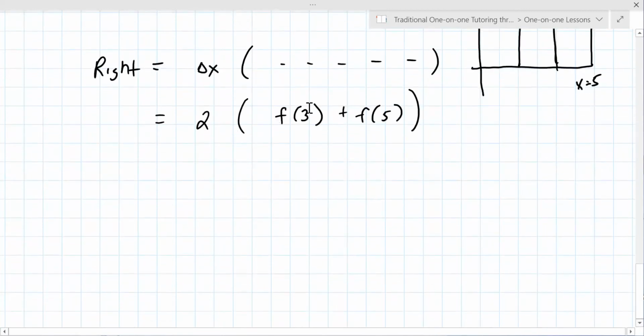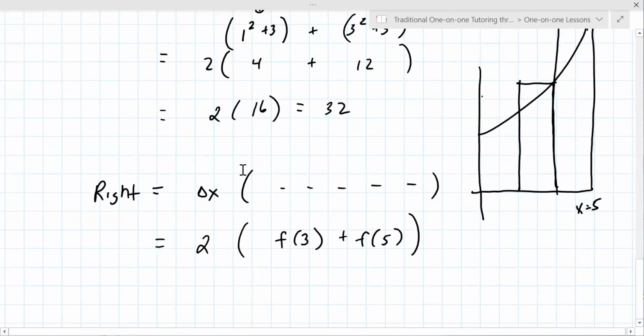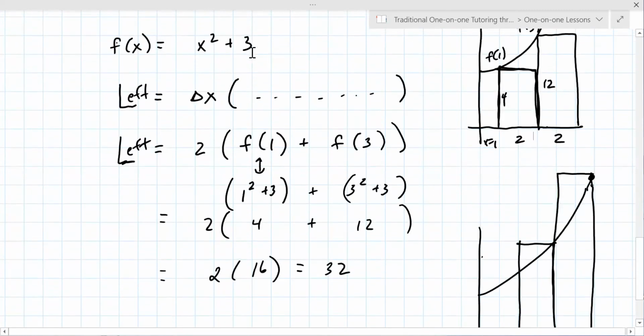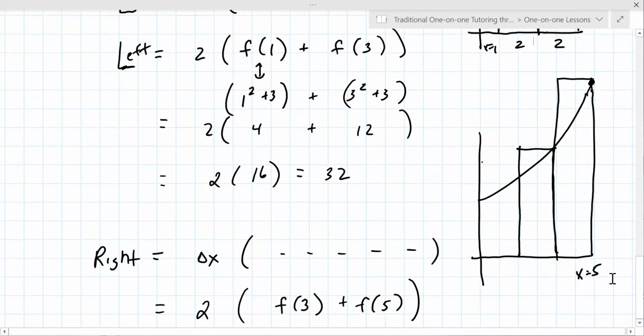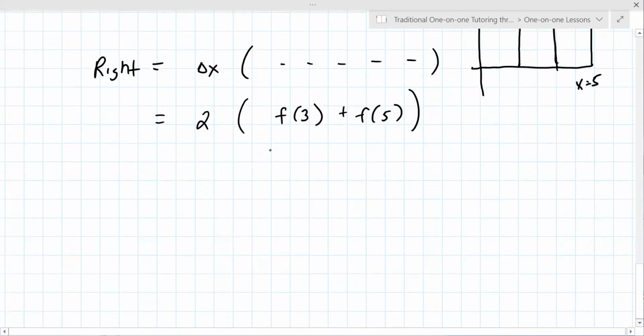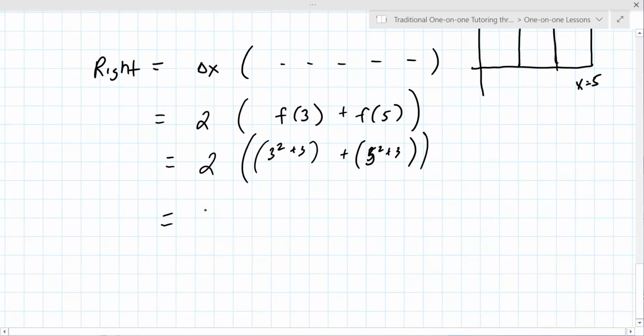So now we go back and we find f of 3 and f of 5. We still use the same function here, x squared plus 3. So it's 3 squared plus 3, 3 squared plus 3. I'm sorry, 5 squared plus 3. Your calculator can do some of this with you, but I think you have some non-calculator parts on your exam. So you want to be able to do this on your own.